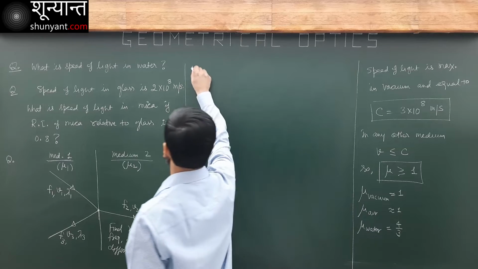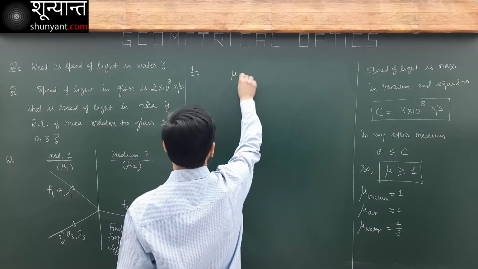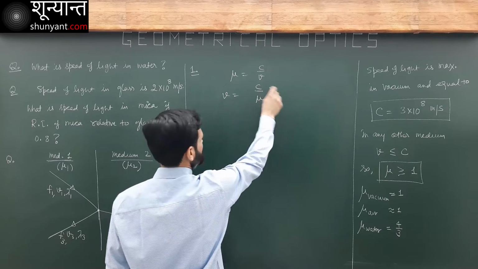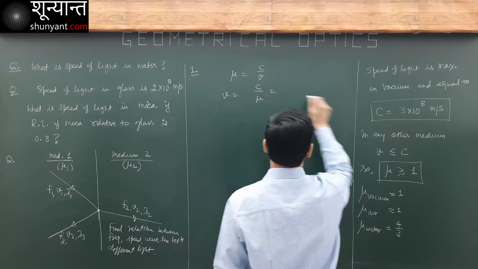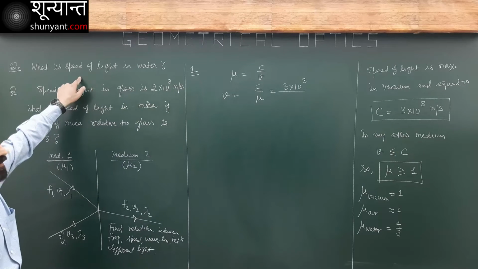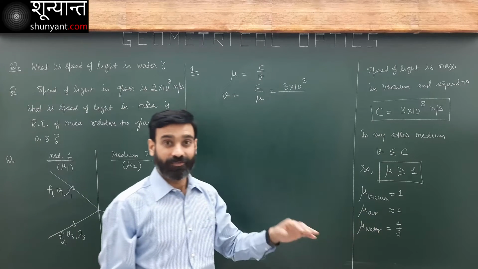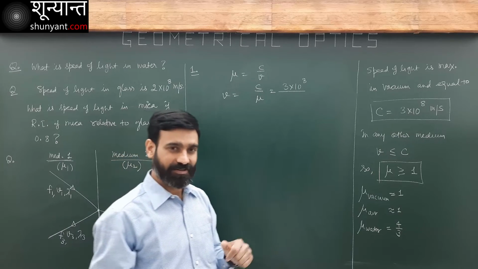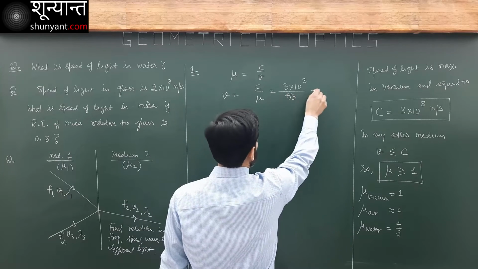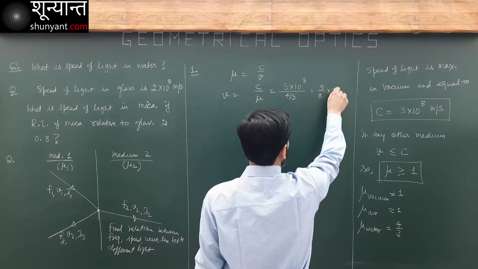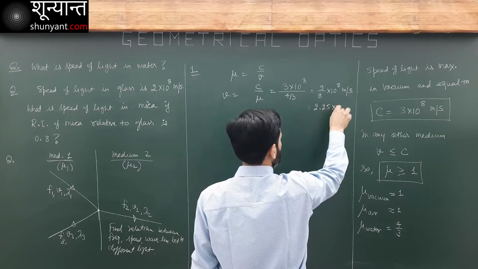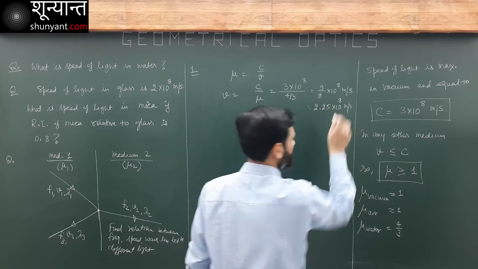First question. I'm going to discuss it now. We define refractive index as C over V. So V will be equal to C over mu. What is C? The speed of light in vacuum. It is written here, 3 into 10 power 8 over mu. It is water. What is refractive index of water? This is something that you can remember. Generally, it is given in the exams, but it's better if you remember. It's very simple to remember. 4 over 3. So that becomes 9 over 8 into 10 power 8 meter per second. It becomes 2.25 into 10 power 8 meter per second. As simple as that.